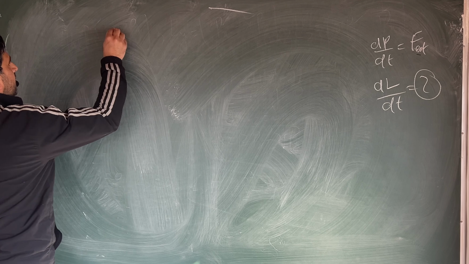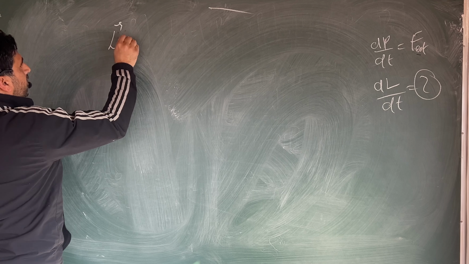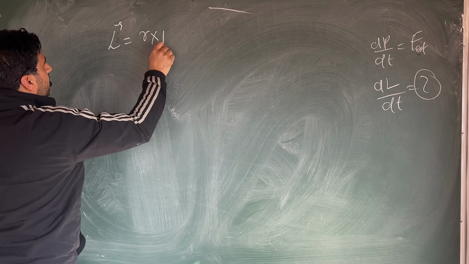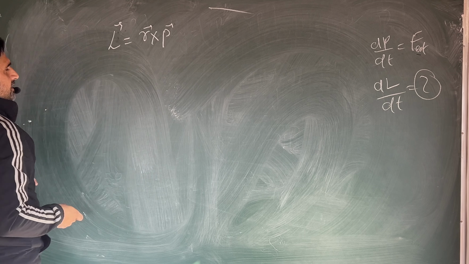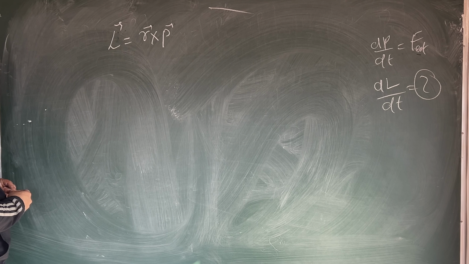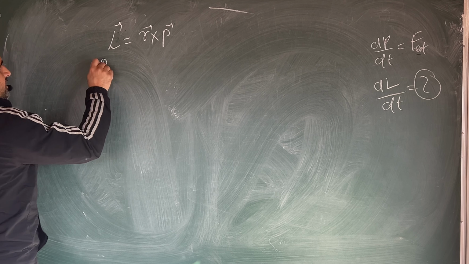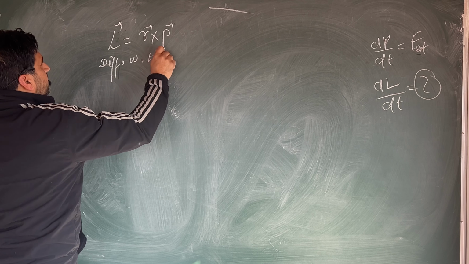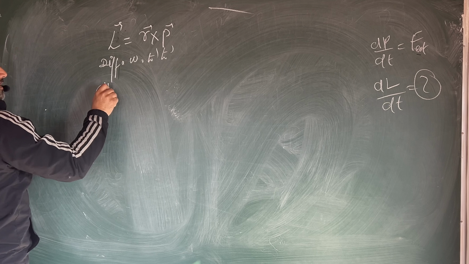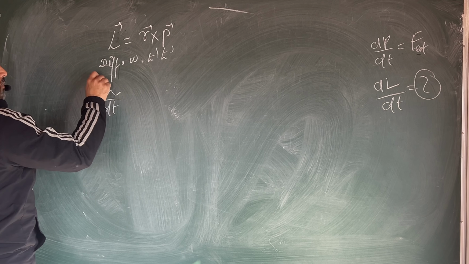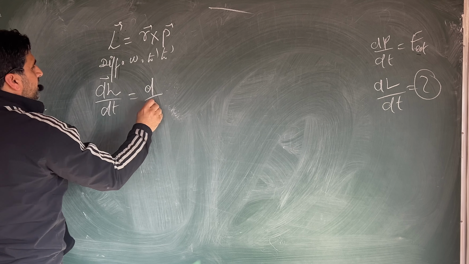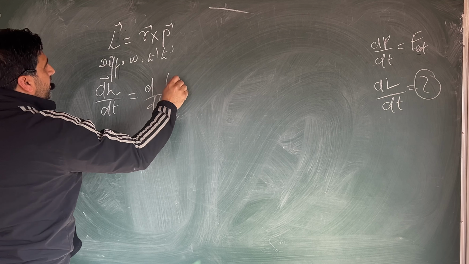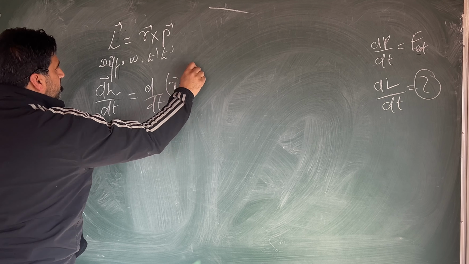So we know L, angular momentum, is equal to r cross p. As we have discussed in vector form, angular momentum L is equal to r cross p. Differentiating with respect to time, we get dL by dt, that is change in angular momentum per unit time, equal to d by dt of r cross p.